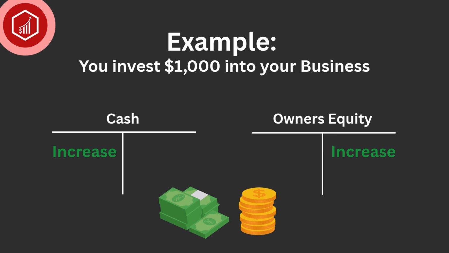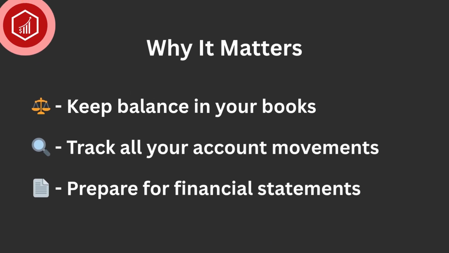Imagine you invest $1,000 of your own money into your business. You're increasing the business cash, which is an asset, and you're also increasing equity because it's your own investment. So, you debit the cash account with $1,000 to show the increase in assets, and you credit the owner's equity account with $1,000 to show the increase in your capital. This one transaction affects two accounts, one debit, one credit, and they balance each other out. That's double entry bookkeeping in action.